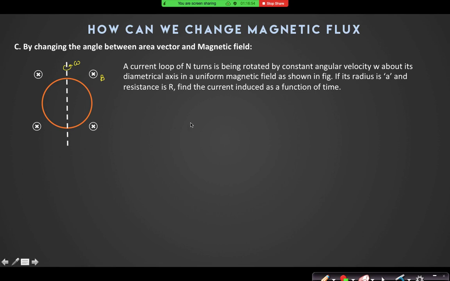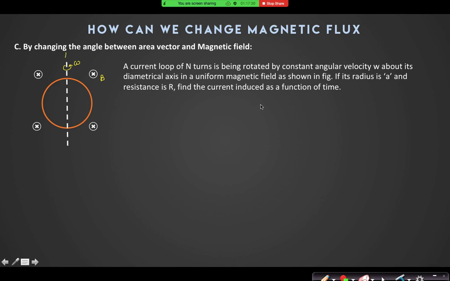A current loop of n turns is being rotated with constant angular velocity omega. The area vector may be in any direction and I have to find the induced current as a function of time. No need to put the negative sign. Why? Because when you are finding a sine or cosine function, there is no significance of the negative sign. Sometimes the negative will also be positive, sometimes the positive will also be negative. So you can always say it's a sine or cosine function.